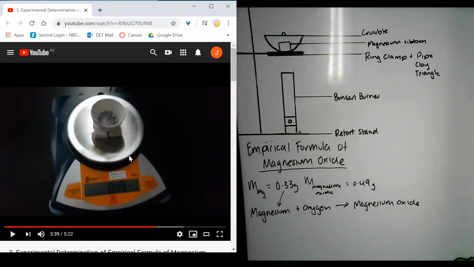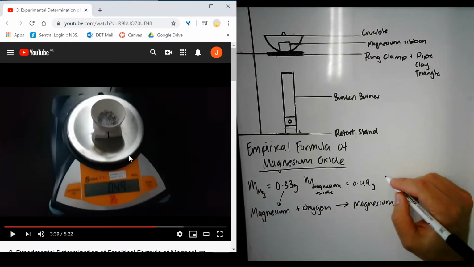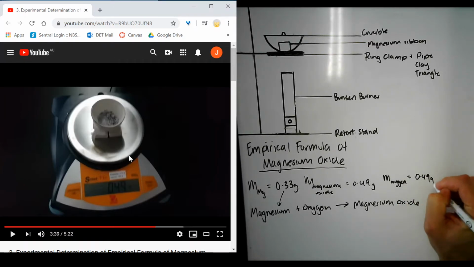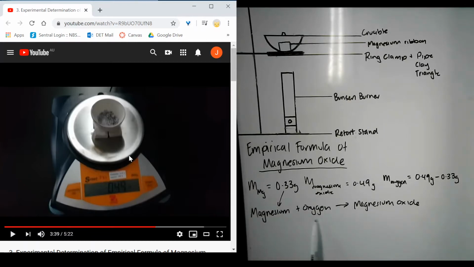We can actually deduce from that now, and we're making a large assumption here, that the mass of oxygen is equal to that 0.49 grams minus the initial 0.33. We're assuming that any mass added between here and here is due to this oxygen. I'll write it down here so you can see. That's 0.33 grams, this is 0.49 minus 0.33 grams, and this is 0.49 grams, just to make sure mass is conserved. All of these things so far add up.